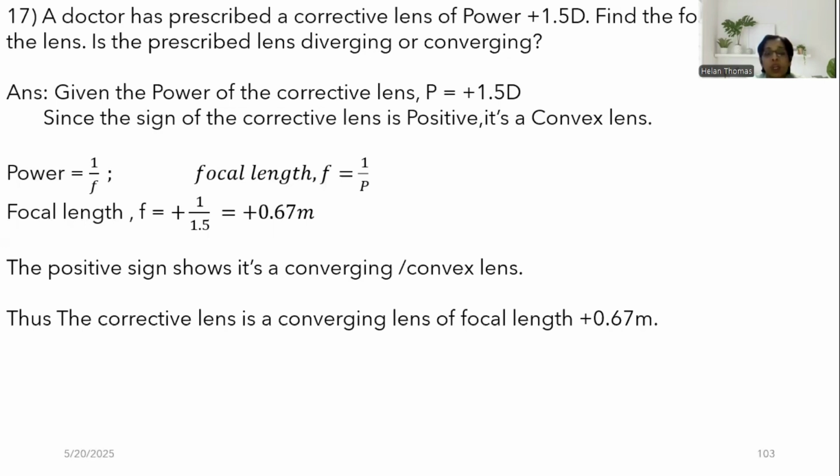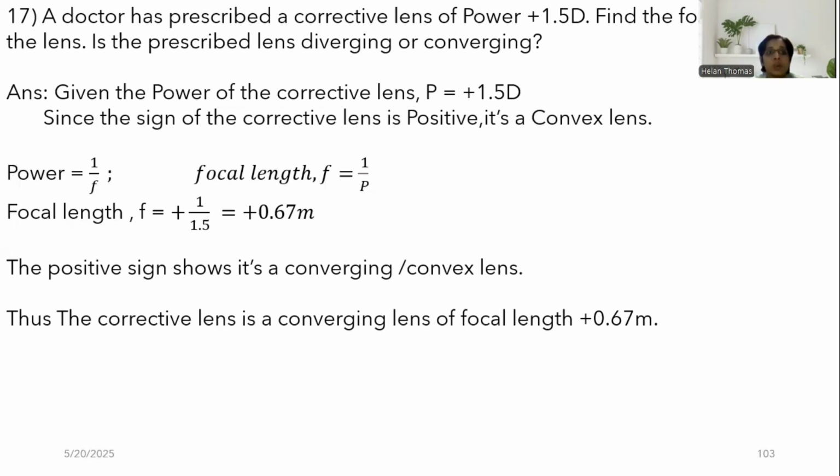Your given statements, your approach to the question, your concluding statements, your solving and your answer will all carry marks. So make sure you write your given statement. The given is what? The power of the corrective lens P is equal to plus 1.5 D. Since the sign of the corrective lens is positive, it is a convex lens. So you came to the conclusion.